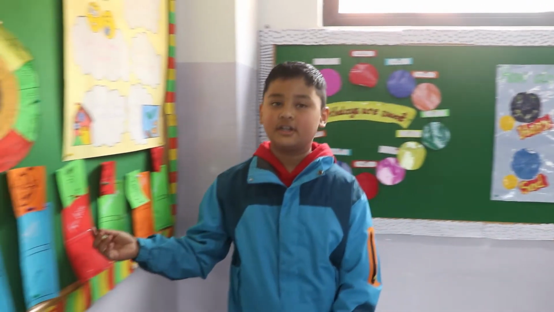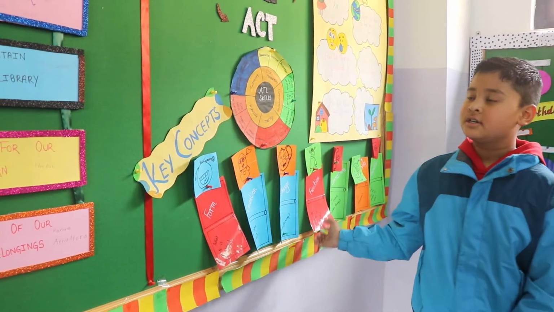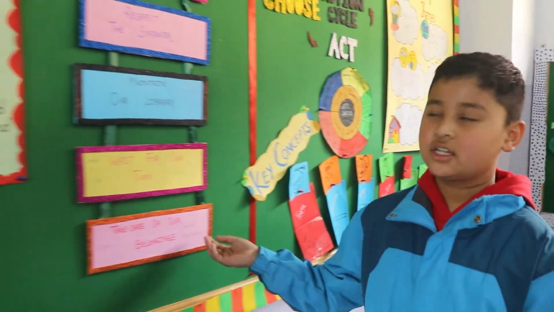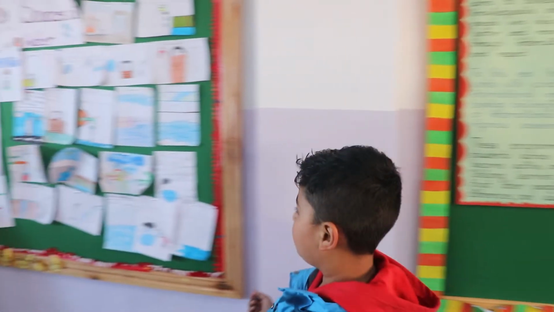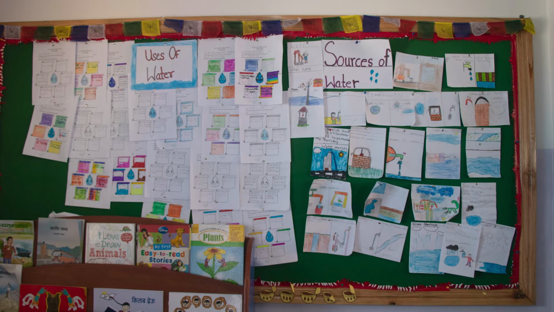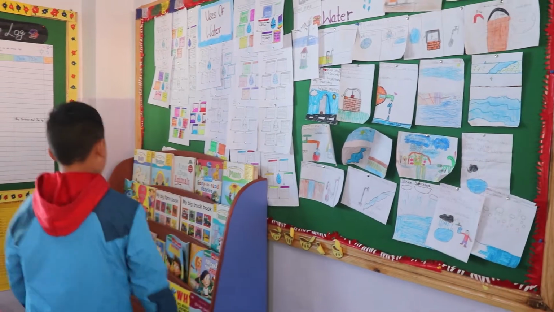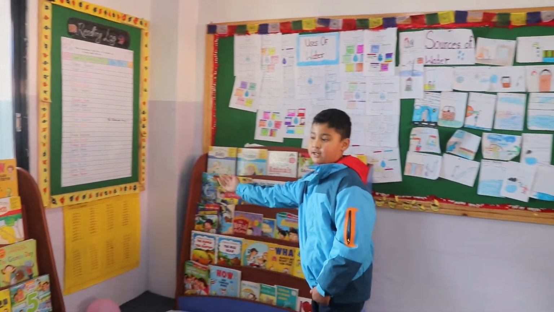This is our essential element board. This is our essential agreements. This is our IB mission statement. This is our work center in our classroom. This is our mini library, and this is our reading log.